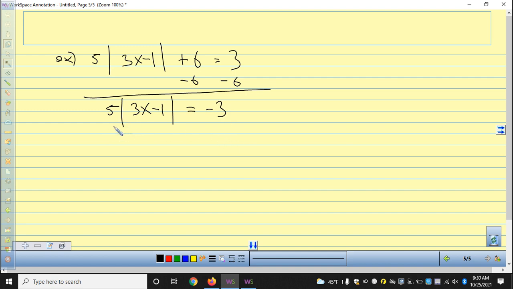I want to get rid of this 5. So I divide by 5. And I get the absolute value of 3x minus 1 equals negative 3/5.